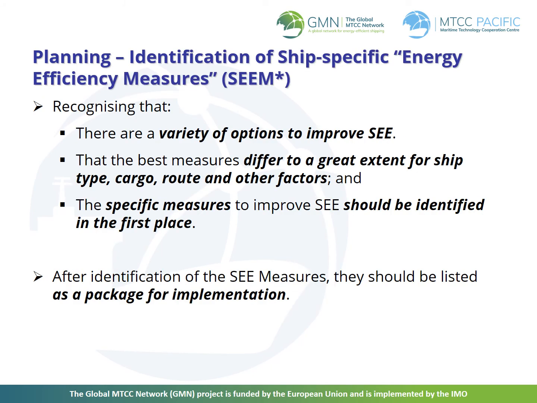The identification of ship-specific energy efficiency measures needs to recognize that there are a variety of options to improve ship energy efficiency, that the best measures differ to a large extent for ship type, cargo, route, and other factors, and that specific measures to improve SEE should be identified in the first place. After identification of the SEE measures, these should be listed as a package for implementation.